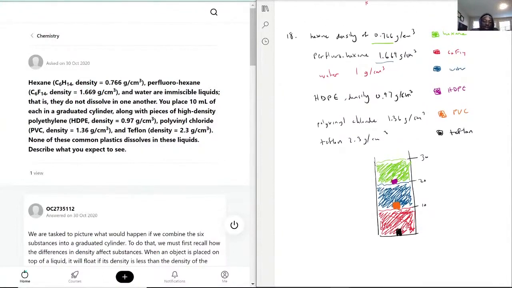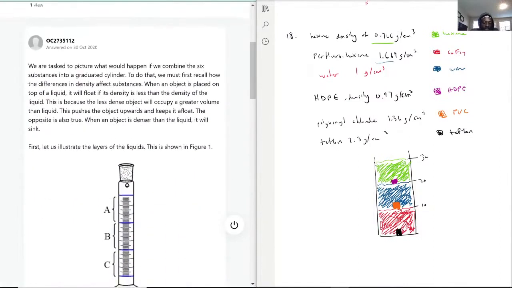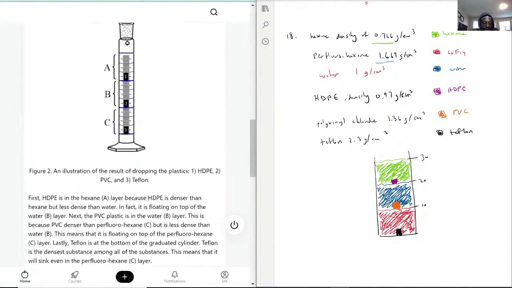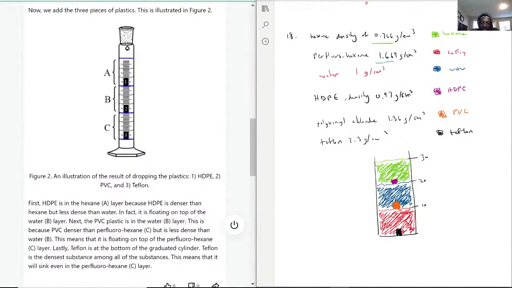Okay, let's see how we did. Hopefully they have an image. Nice. So exactly, A, HDPE is in the hexane layer. Yep, that's what we have. And then the PVC is floating in the water, right on top of the perfluoro-hexane, and Teflon's at the bottom of the graduated cylinder. Teflon is dense, so it will sink further than the perfluoro-hexane. So we have it correct.